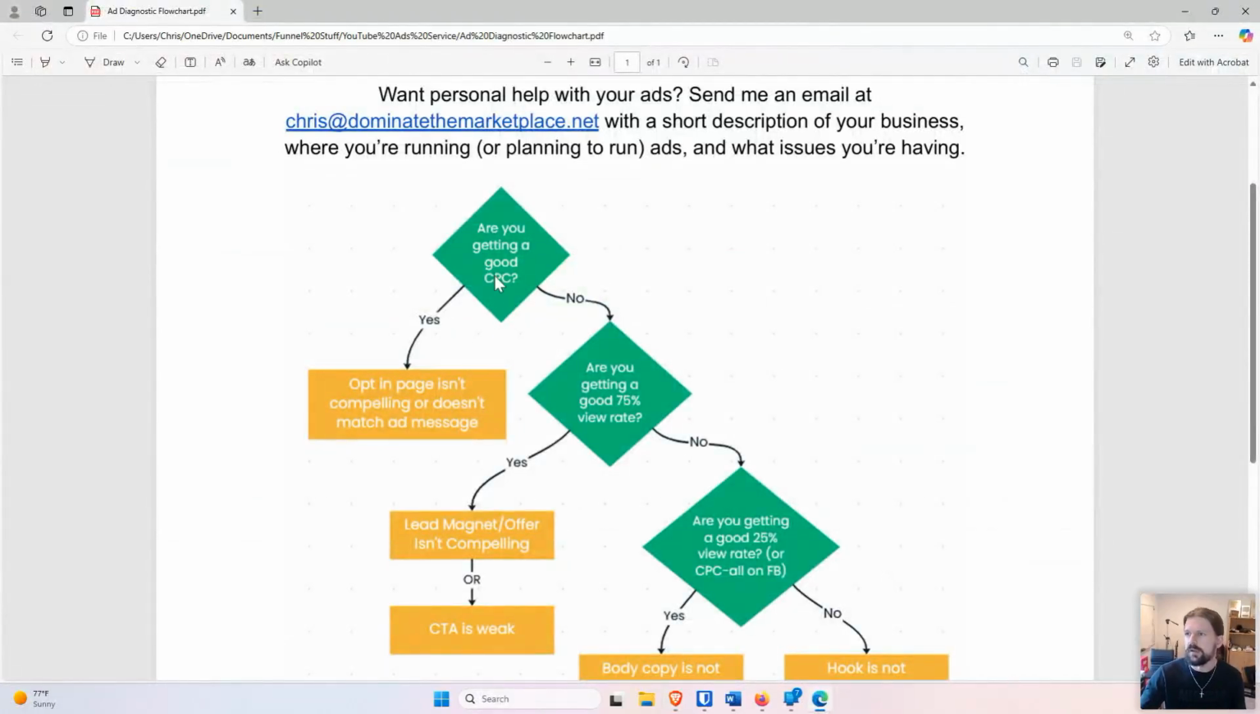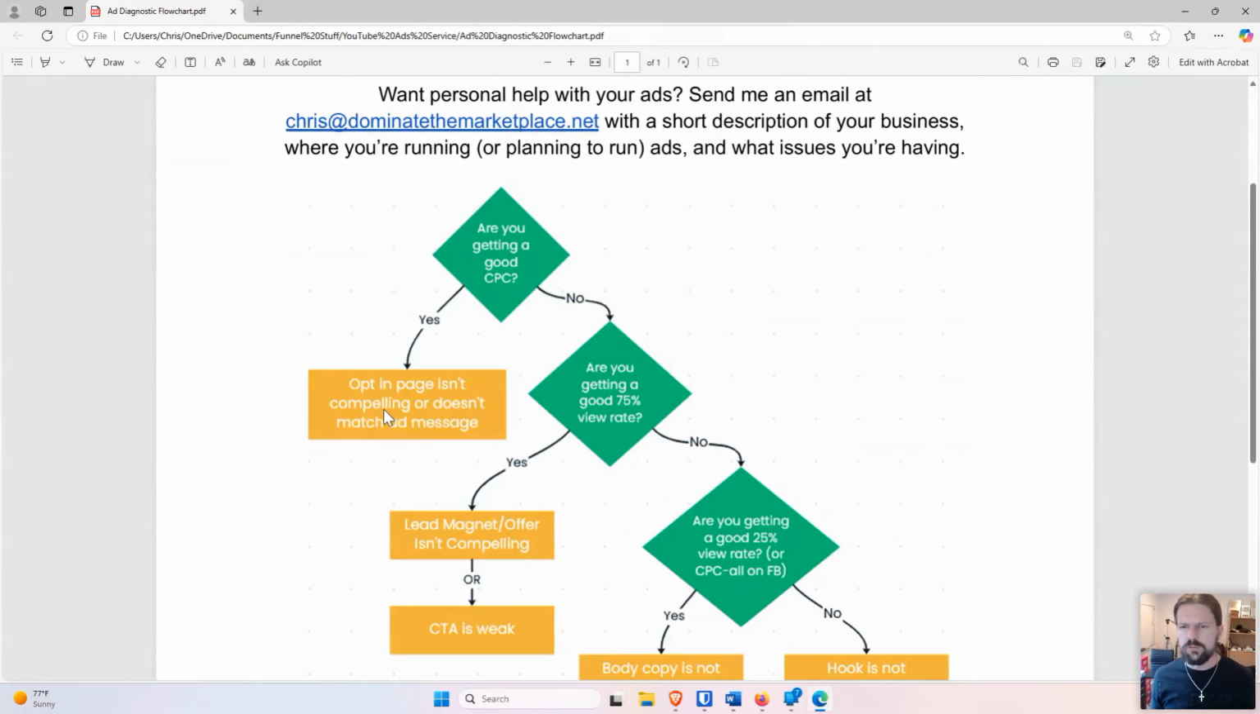And so, okay, if the cost per link click is good, it's what I expect it to be, then the issue is that there's some disconnect between the ad and the opt-in page. So maybe the opt-in page isn't compelling. Maybe the opt-in page is scaring people away. Or maybe the opt-in page just doesn't match your ad message. So you say something in the ad and then you say something different in the opt-in page and people are like, huh, this is not what I clicked on, and then they go away, right?